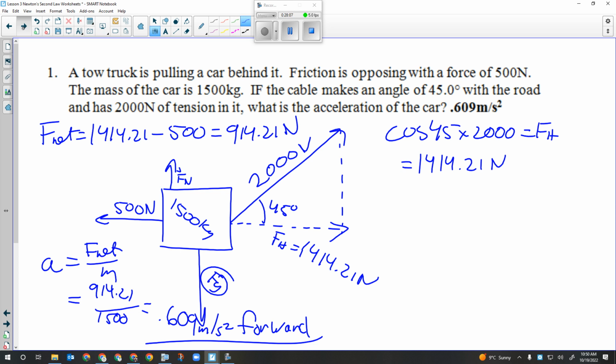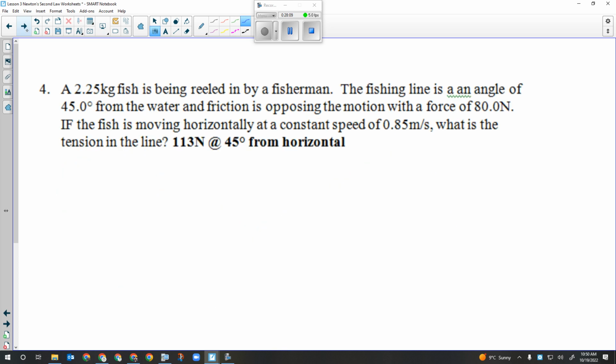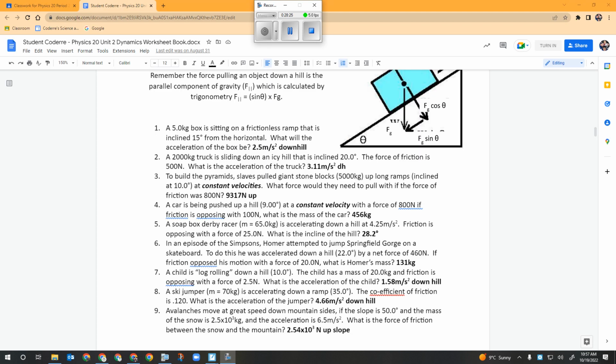How many people are done 4? Okay, I'll give you a little bit more time on 4. Read it carefully. The key things here are constant velocity horizontally. So 1 and 3 are the ones that we want to work on right now.